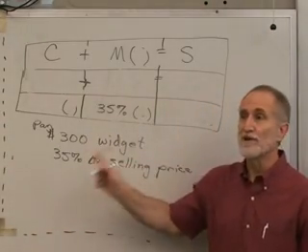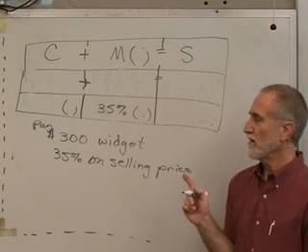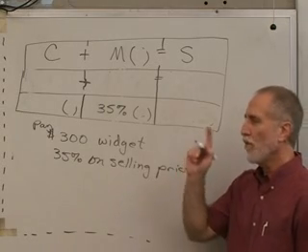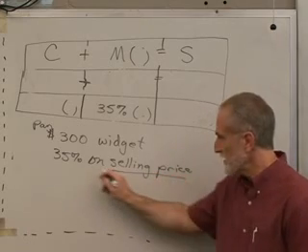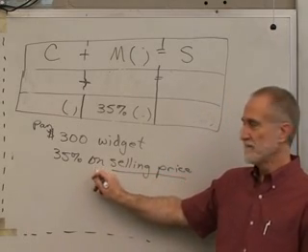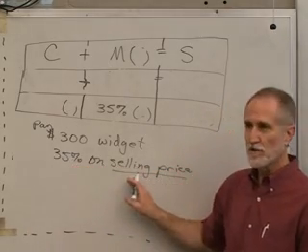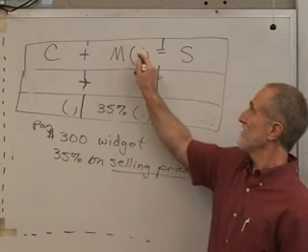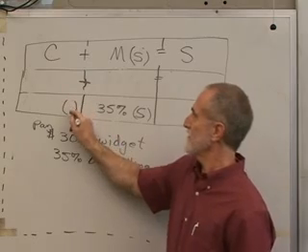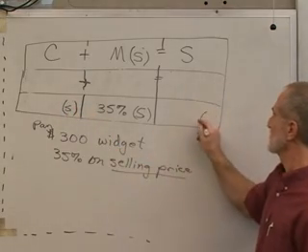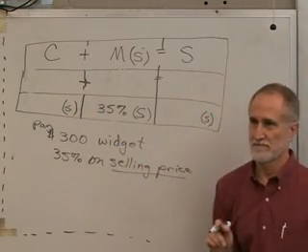Now, the numbers are exactly the same as the previous problem. The only thing that's different are these words coming after the word on. This 35% is no longer on cost. It's on selling price. Every one of these percentages is based on the selling price.